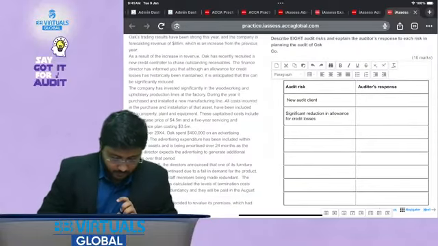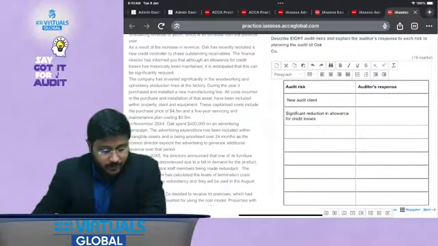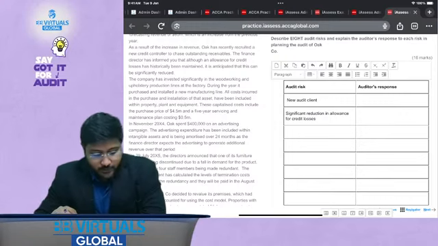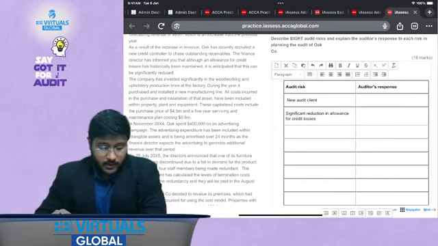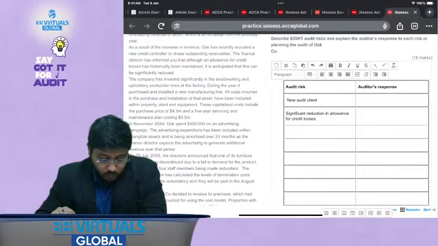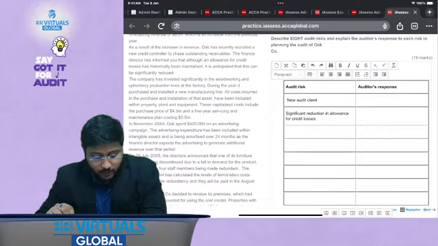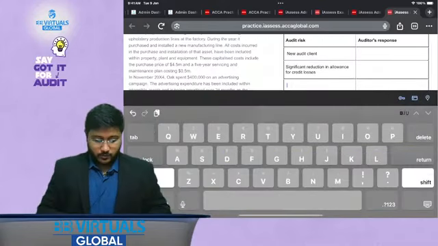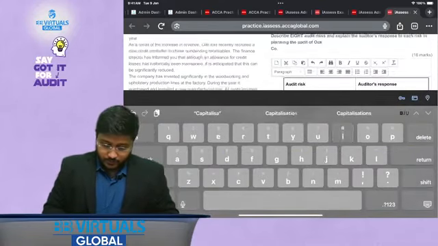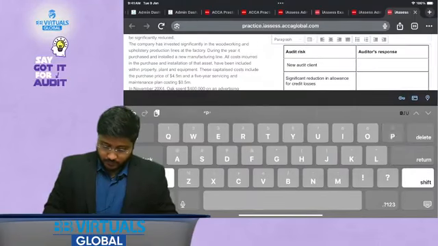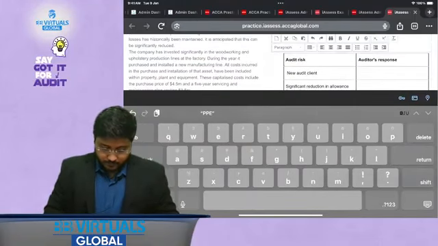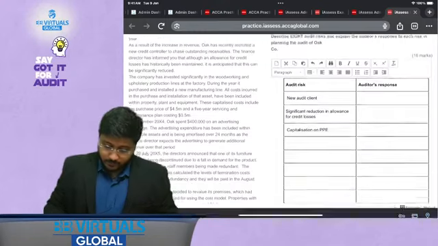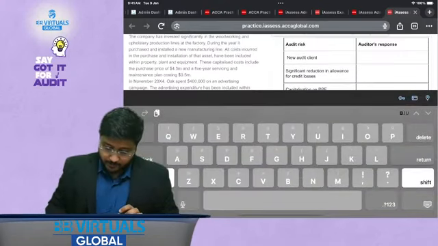Now the company has invested significantly in the woodworking and upholstery production lines at the factory. During the year, it purchased and installed a new manufacturing line also. All costs incurred in the purchase and installation of that asset have been included within property, plant and equipment. These capitalized costs include the purchase price of 4.5 million and a 5-year servicing and maintenance plan costing 0.5 million. Okay, so capitalization on PP&E. Could be expensed also, right? This is important. Could be expensed also.